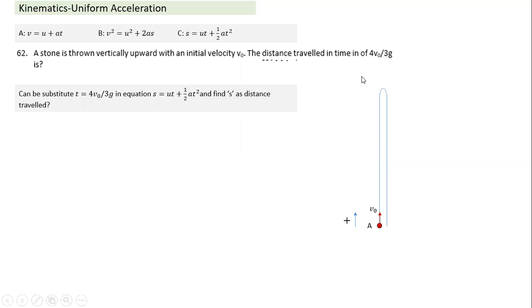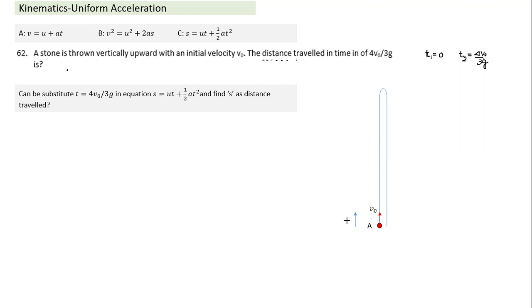See, the V0 by G gives us the time of ascent. So what is the first thing we have to do? Whenever we come across distance traveled in case of 1D motion, what do we need to check? We are calculating distance traveled between an initial time t1, which is 0, and time t2, which is equal to 4v0 by 3g. If the particle changes its direction between these times, then distance will not be equal to displacement.